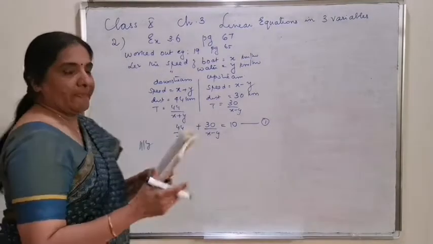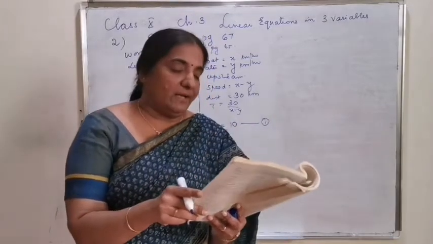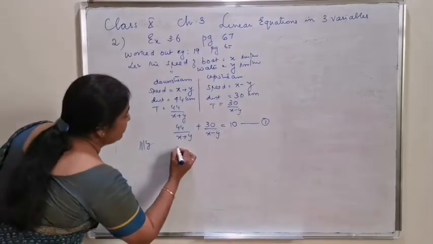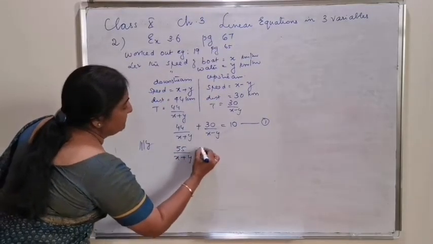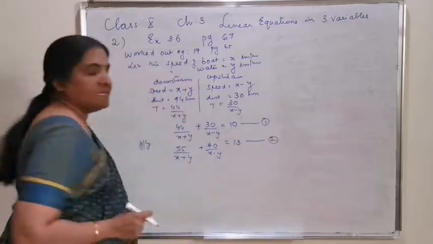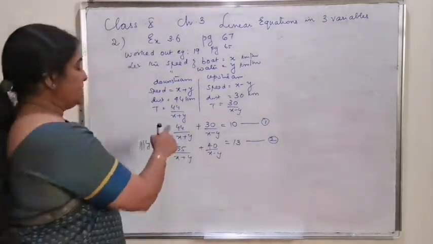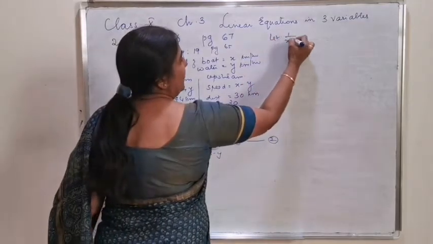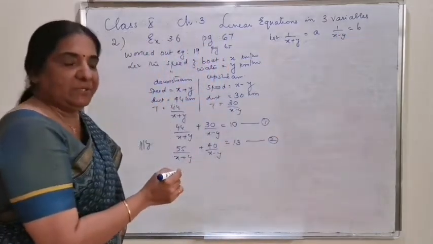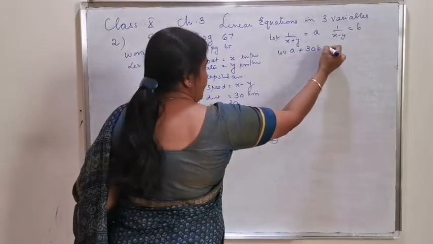Similarly, the second equation: in 13 hours, it can go 40 km upstream and 55 km downstream. That is 55 km downstream plus 40 km upstream. The total time taken is 13 hours. This type of solving we have done in the previous class. Let 1 by x plus y be equal to a and 1 by x minus y be equal to b. That is 44a plus 30b is equal to 10.